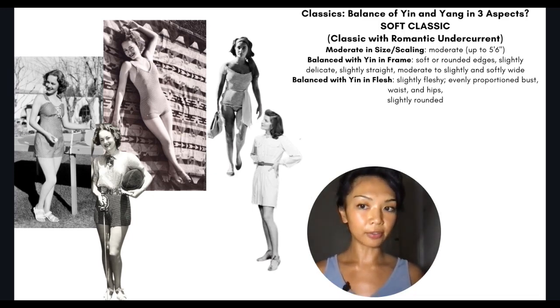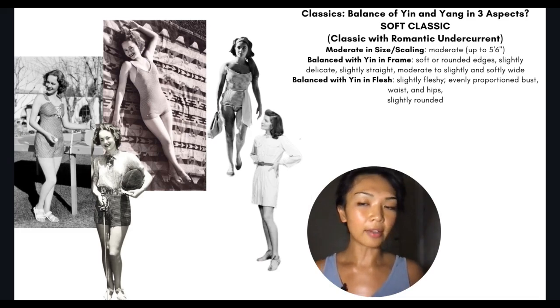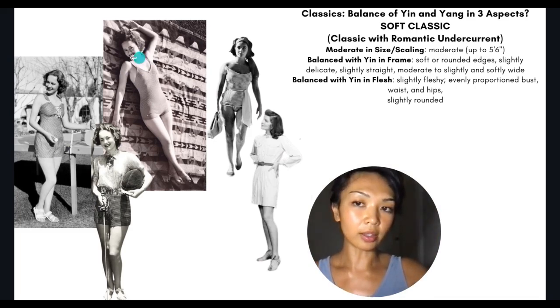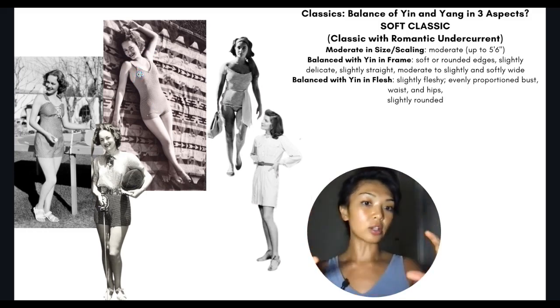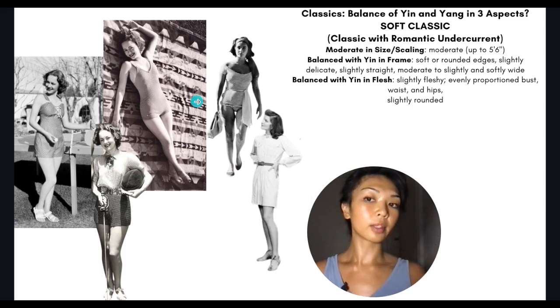Now, in terms of frame, the soft classic, again, is moderate with soft rounded edges. They can be slightly delicate or slightly wide. They have a little bit more straightness, especially throughout their torso. You can see that here with Olivia's bone structure. Her bones just don't have that soft width and lushness like Liz has. She has more elongation, a little bit more straightness, but still she has round edges.